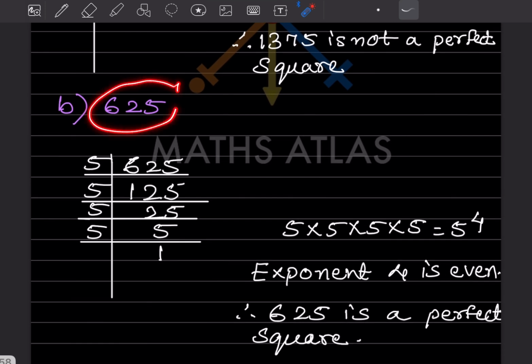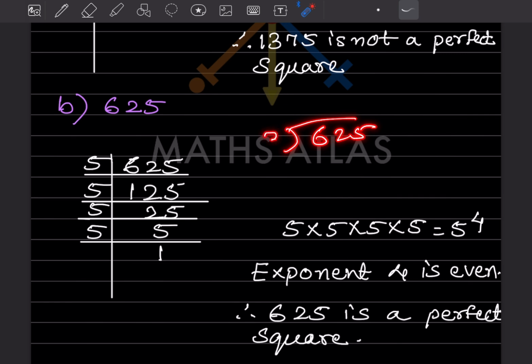So now let us see for the 625. Again, this is 5 here in the unit place. But this is not possible with 3. You can divide and see: 625 is not possible by 3. 3 2s are 6, and this is 25. 3 8s are 24. So this is not possible with 3. So we'll start with 5. 125s are, 5 25s are, 5 5s are, and 5 1s are. So we can see 5 is 4 times, and this is an even number. Exponent 4 is even. So we can say 625 is a perfect square.